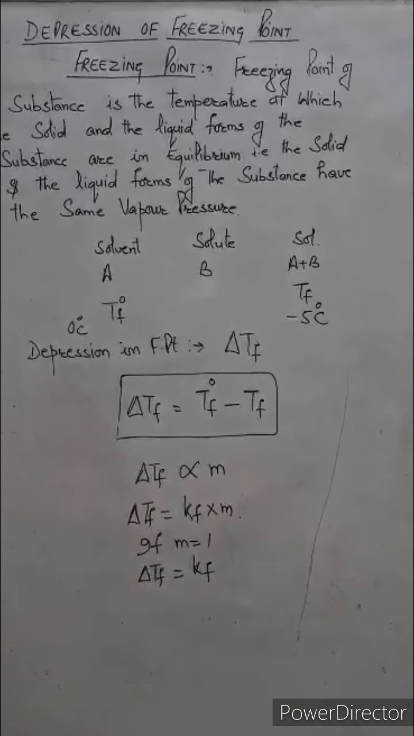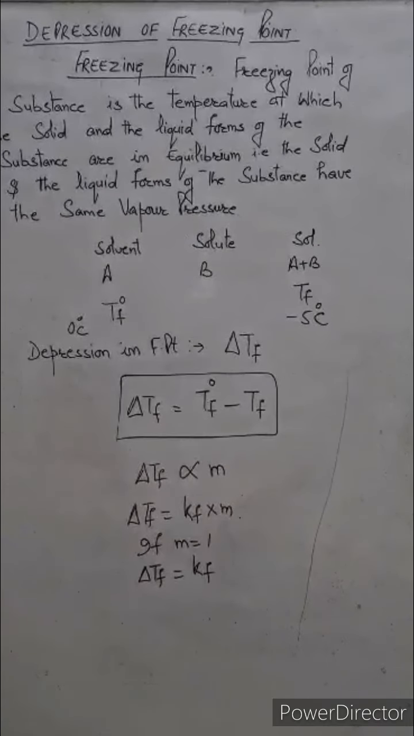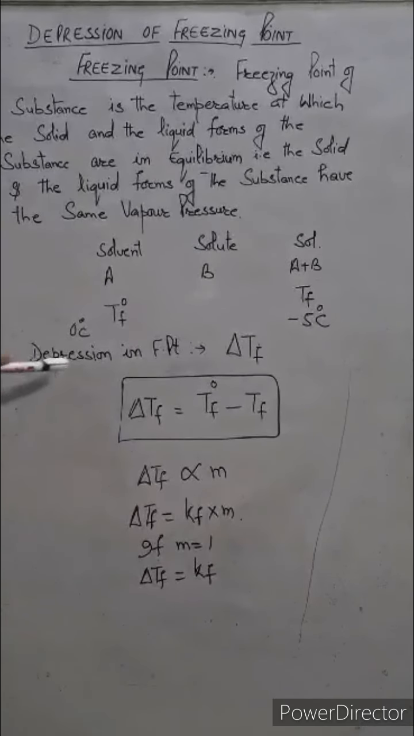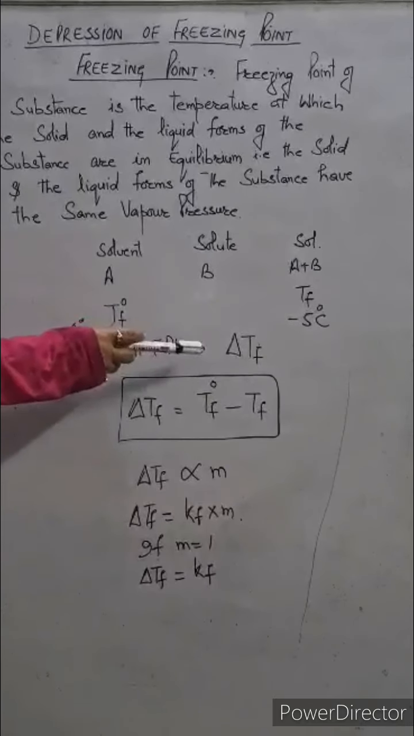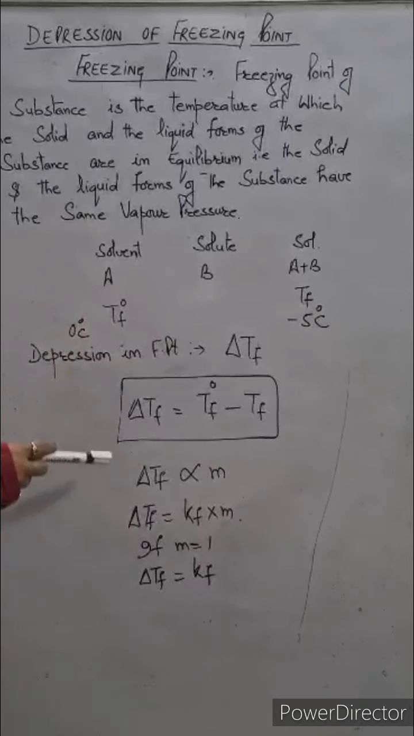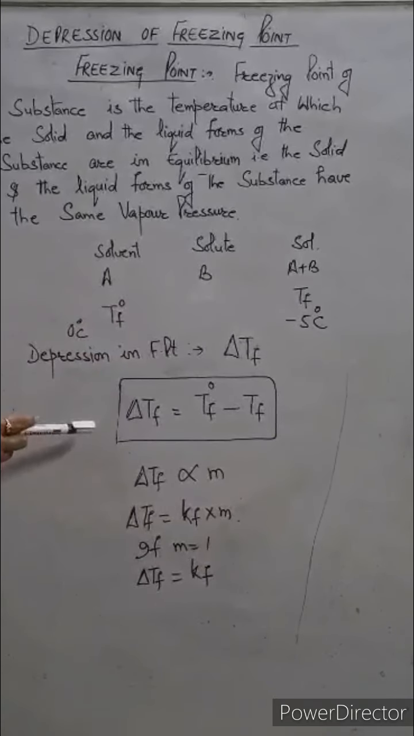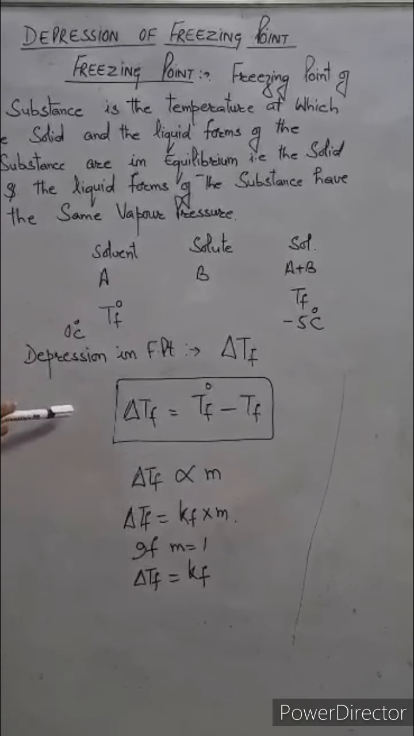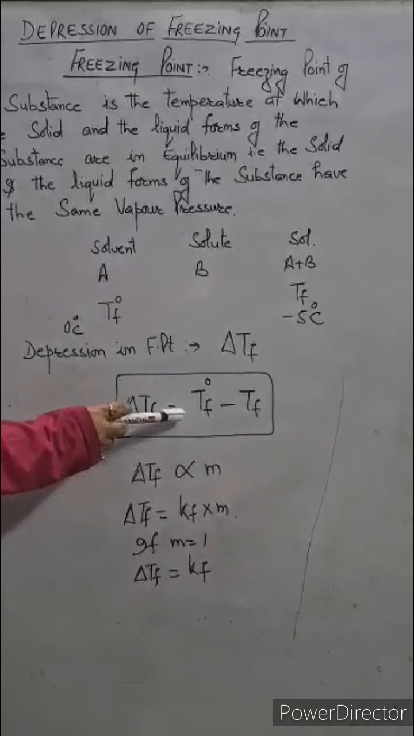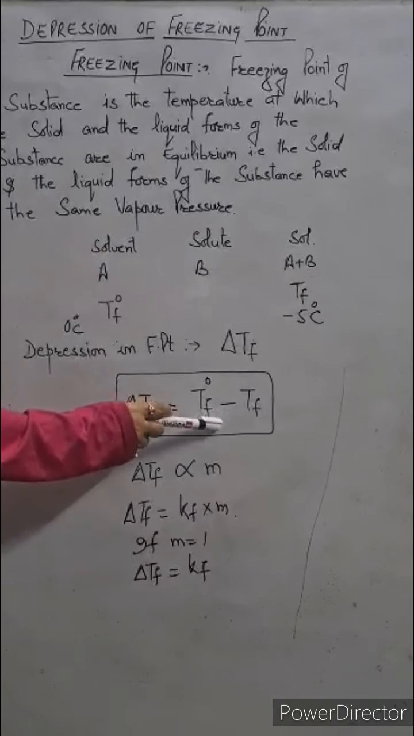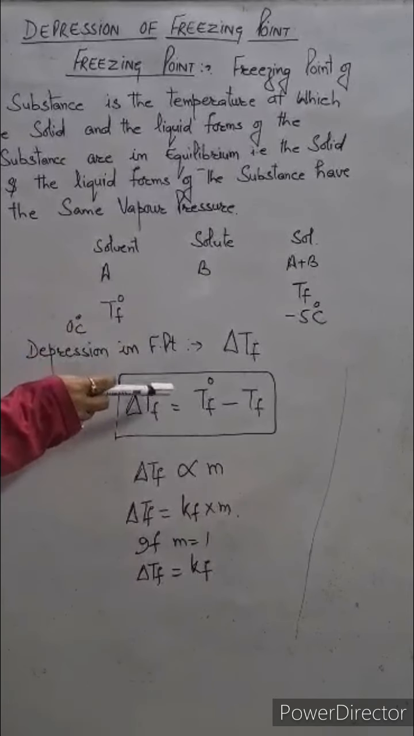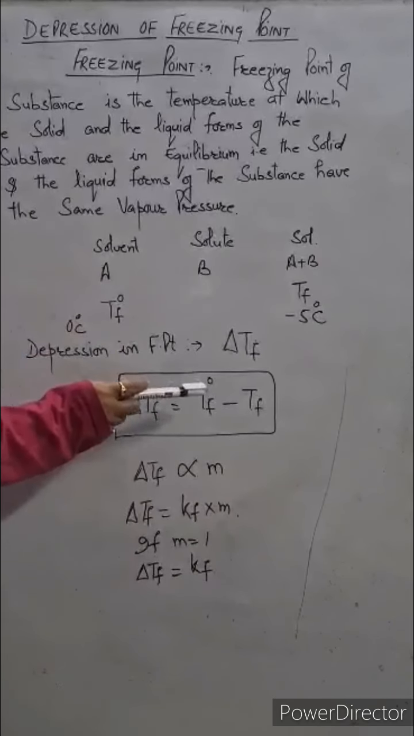But when we have to calculate it, the formula we have is delta TF, and you know delta TF is depression in freezing point. Depression in freezing point is denoted by delta TF. Delta TF is equal to T naught F minus TF, right? So this is the definition for depression in freezing point. We can say it is the difference between the freezing point of the pure solvent and the freezing point of the solution, right?